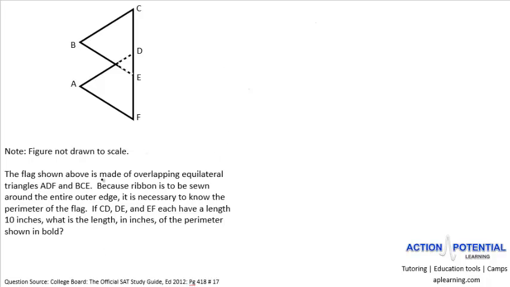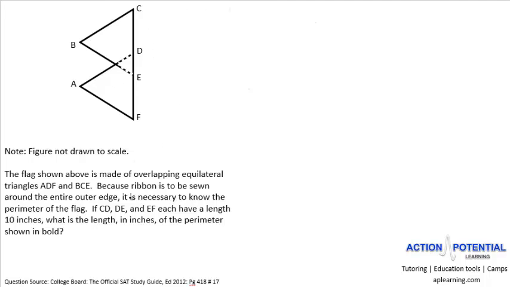It says that the flag is made of overlapping equilateral triangles, so ADF is one of the equilateral triangles, and BCE is another equilateral triangle. Since we know that equilateral triangles all have sides of the same measure, for example, if BC is 15, that means that CE must be 15 and EB must be 15. This is going to help us solve our problem a little bit later.